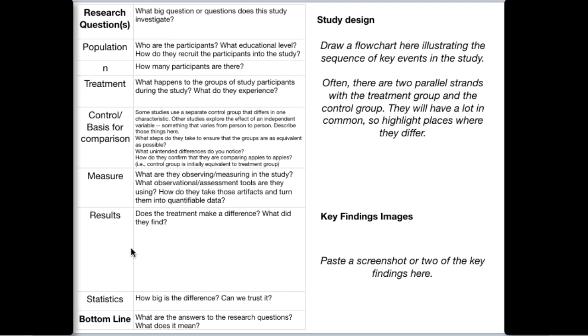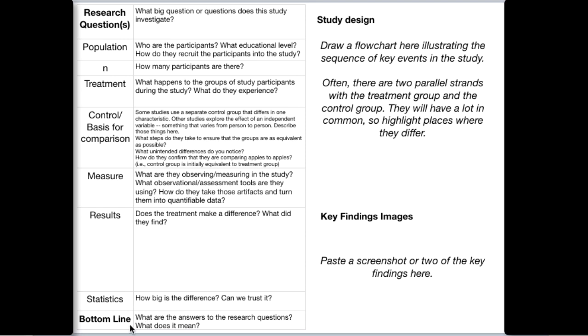For the results, we just want to know, did the treatment make a difference? What did they find? Tell us all right there. And you can see I've got a big space for that because I want you to tell me a whole lot about that. For the statistics, we think we found something, but how are we sure that this is really a robust finding? We use statistics, how big the difference is. If it's statistically significant, it helps us figure out if we can trust it.